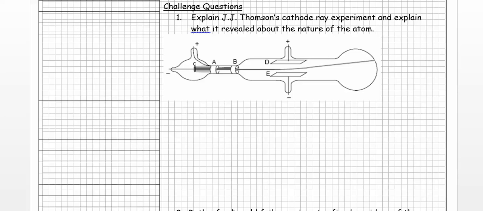All right, let's go ahead and get started. I do want to welcome you to this final installment of Unit 2. This is Atomic Theory. We're going to be taking a look at a couple of challenge questions here just to make sure that we understand the material well and that we are prepared for the examination.